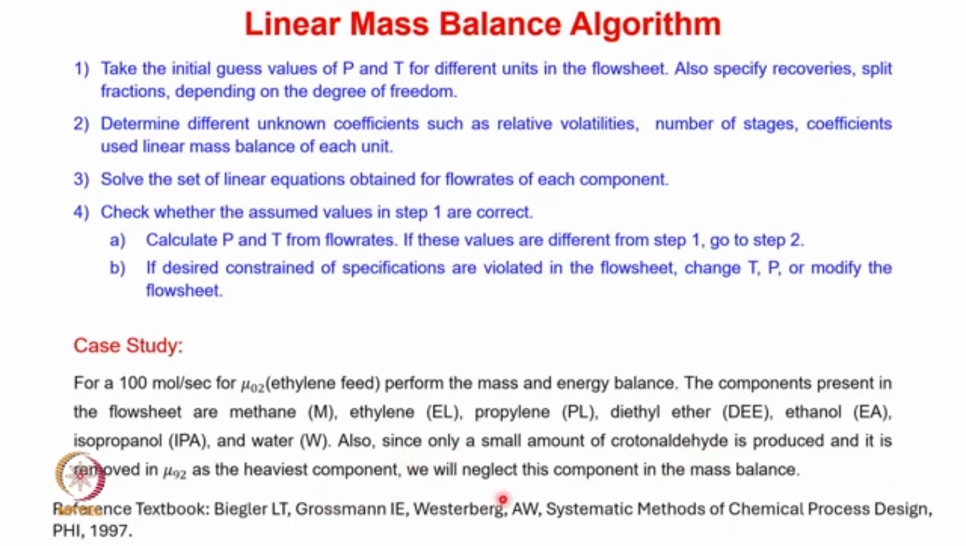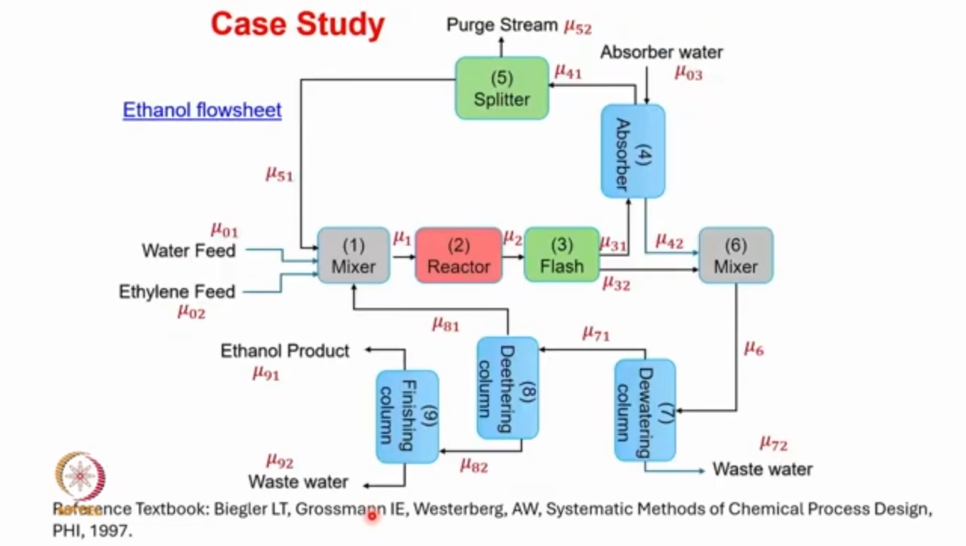If you look at the flow sheet, this is the same flow sheet which we have obtained. You can see that we can represent the notation for each of these molar flow rates. For instance, the molar flow rate of the water feed is mu 01, and the molar flow rate of the ethylene feed is mu 02. This water and ethylene are mixed with the recycled components in the mixer, and the entire mixture will have a molar flow rate of mu 1.